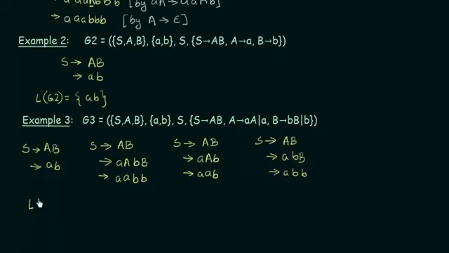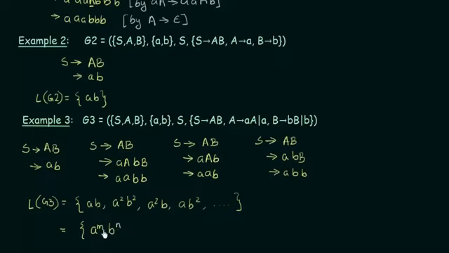So what will be the language generated by this grammar G3? We saw that AB is one string and AABB. So I can write A square B square, and here I get A square B, and here I get AB square. And this is not the end, it can go on further. Now how can I generalize and write this? I can write this as A to the power M and B to the power N.